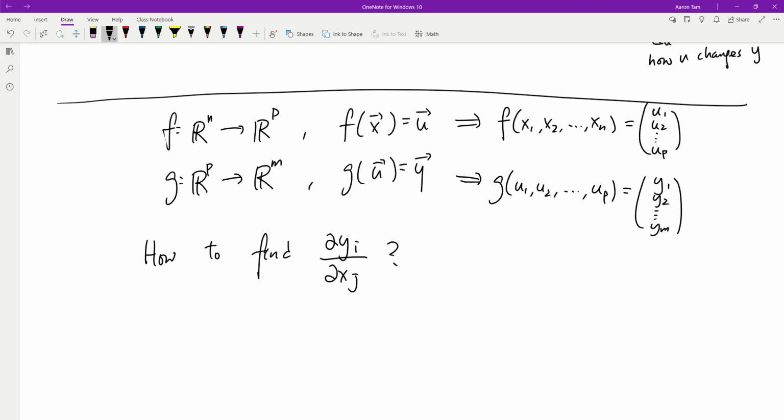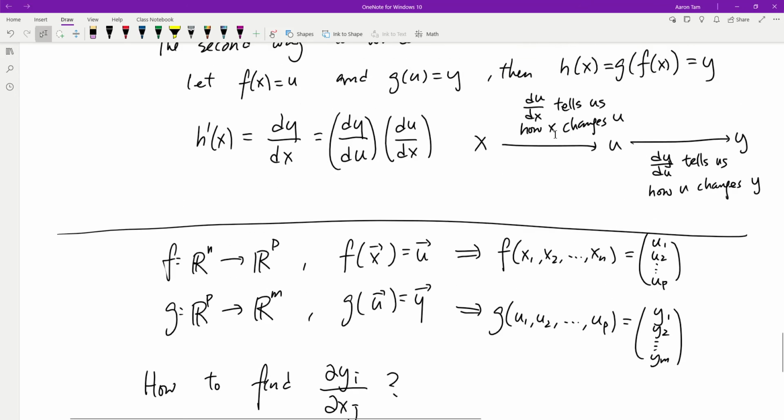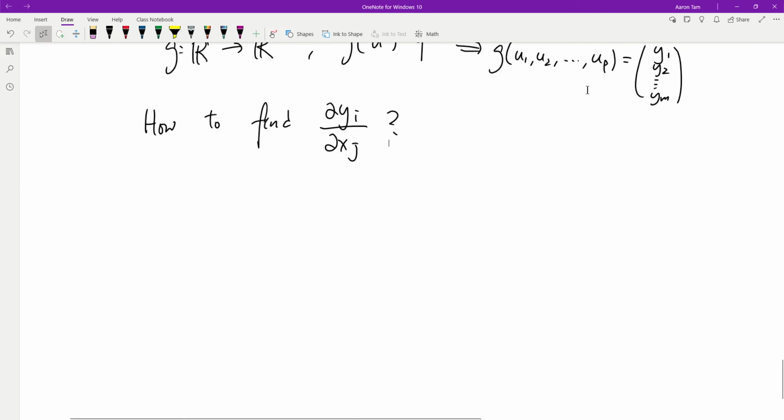But the problem is it's a little more complicated than the chain rule that we have right here. Notice in here, we have x changes u changes y. So this tells us how x changes u, du over dx, and dy over du tells us how u changes y. And when we multiply them together, that tells me how x changes u, which then in turn changes y. Now we have the same scenario, except it's a little more complicated because of more variables involved.